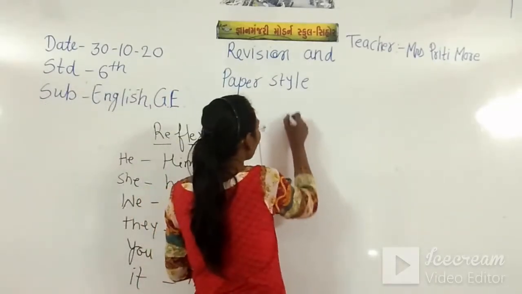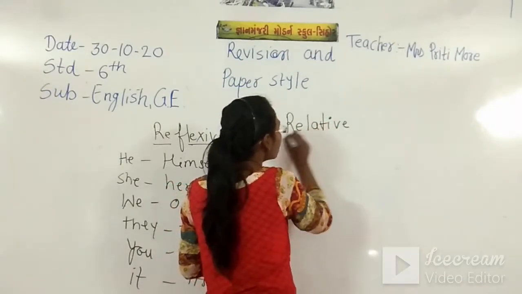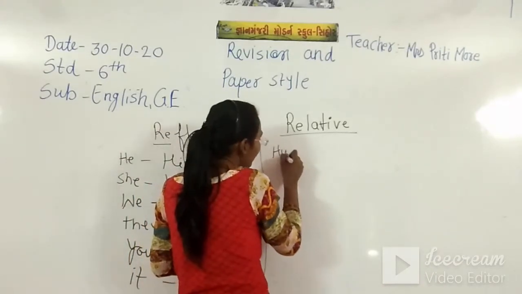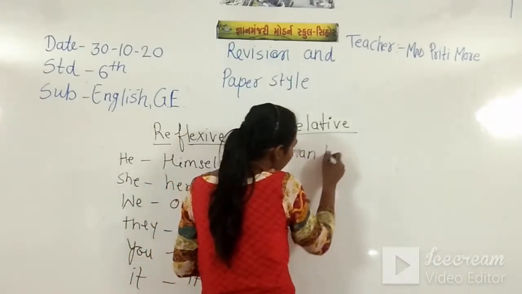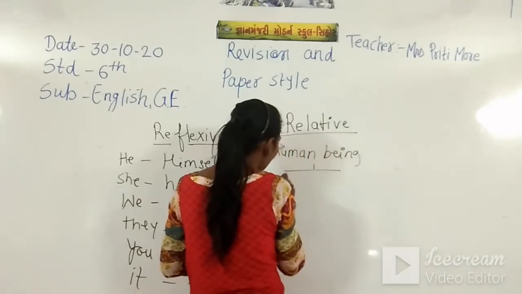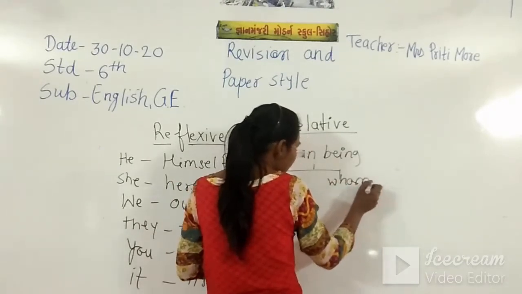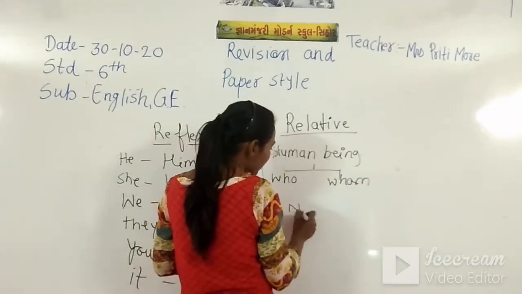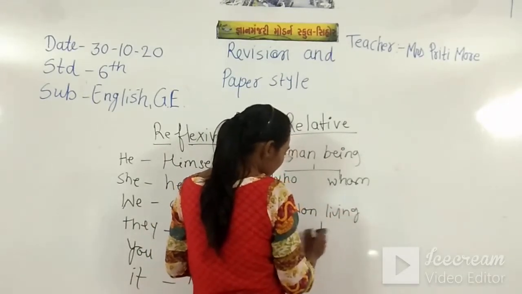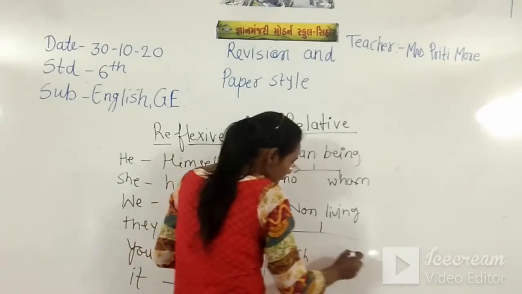Now the relative pronoun. We use relative pronoun to join two sentences, and for human beings we use who and whom. For non-living things we use which and that.